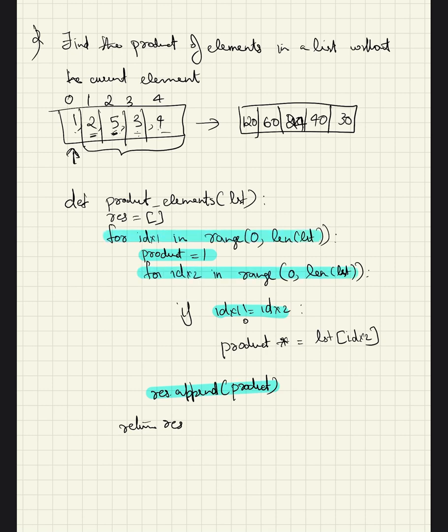So the time complexity for this is, as you can guess, it is O of n square, because we have two nested for loops in play.